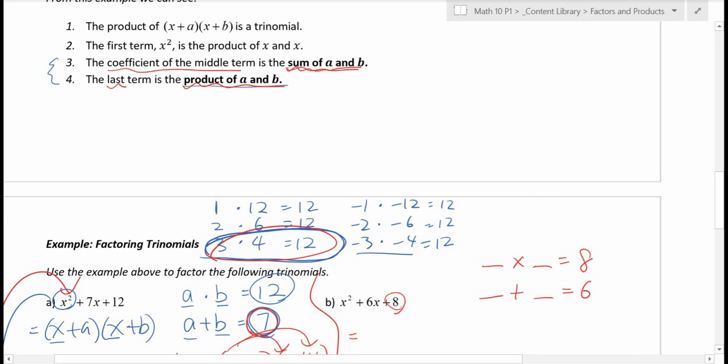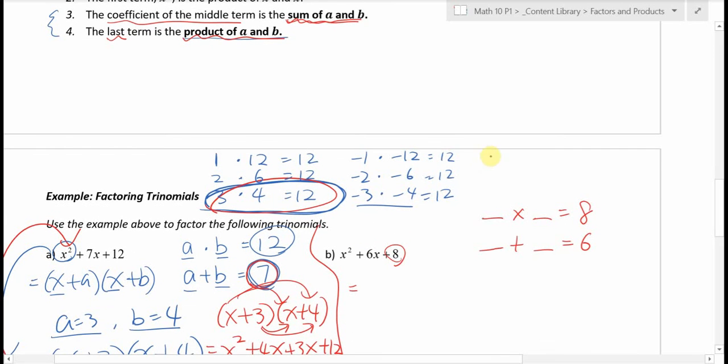Okay, so let's think about what two numbers multiply to 8 and add to 6. So again, I'll list them out. 1 times 8. Again, it could be positive or negative, right? 1 times 8 or negative 1 times negative 8. Or 2 times 4. Again, positive 2 times positive 4 or negative 2 times negative 4. And that is all the combinations that multiply to 8. So I think you can see that the right combination to use here is 2 times 4 because 2 plus 4 gives you 6. And therefore, this is your A and that is your B.